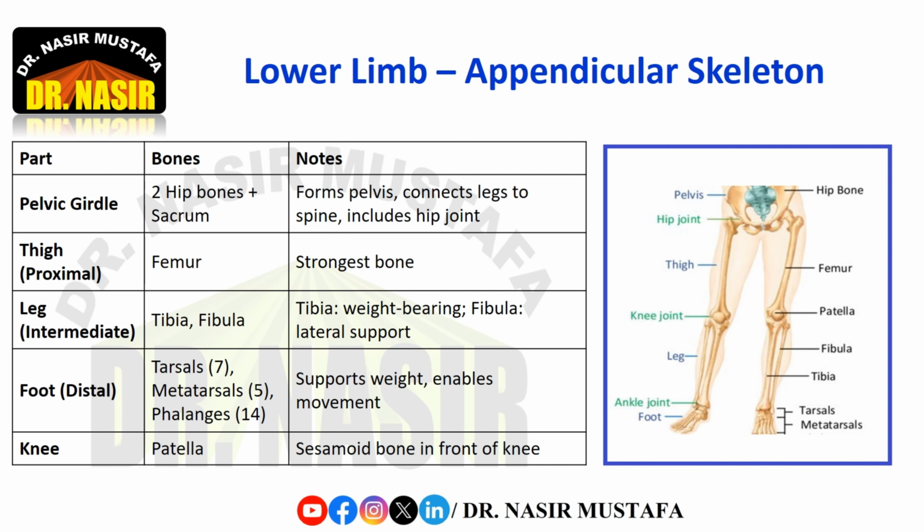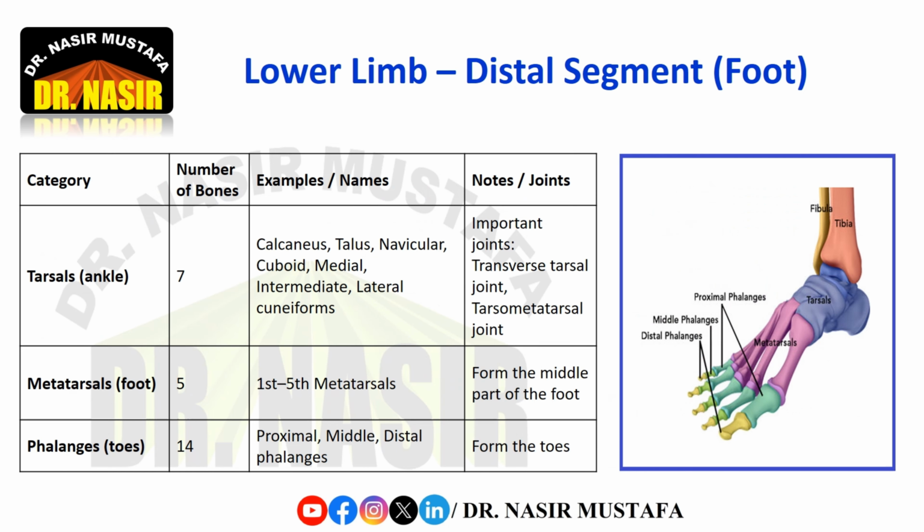The foot consists of 7 tarsals, 5 metatarsals, and 14 phalanges, all working together to support body weight and facilitate walking. The patella, located in front of the knee joint, is the largest sesamoid bone in the body. Bones of the foot. The foot is divided into 3 regions.